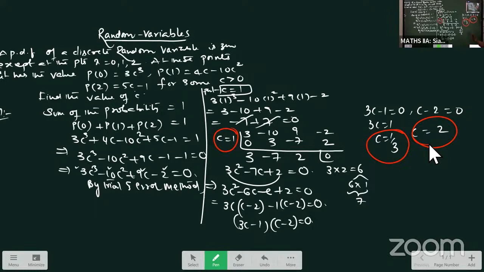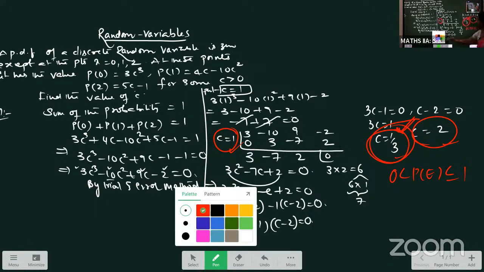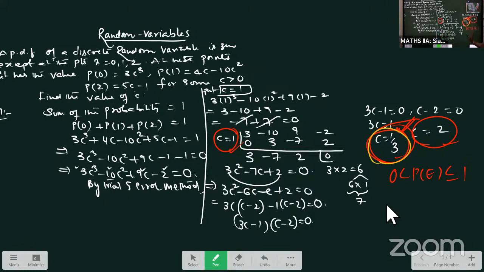So always the probability value lies between 0 and 1, that is P of E is less than or equal to 1. Which is the smallest of the three? From all these, c is equal to 1 by 3 is the smallest one. So we have to take that value, and confirm that the value of c is 1 by 3. Therefore c is equal to 1 by 3 is correct. Actually, c is equal to 1 by 3 should be substituted here, which is giving the least value, less than 1, and that is correct.